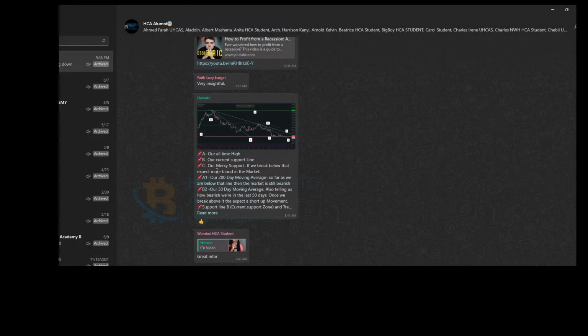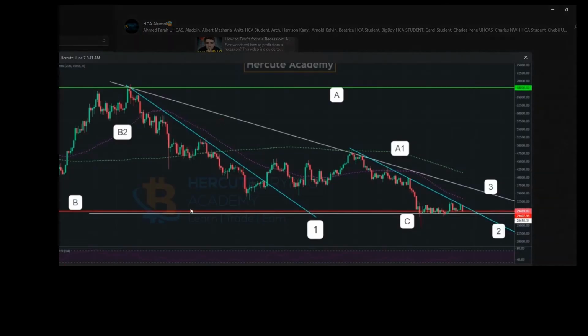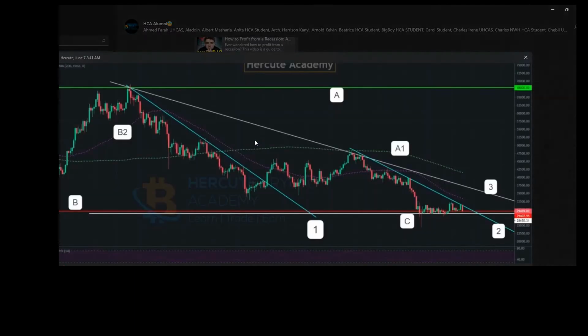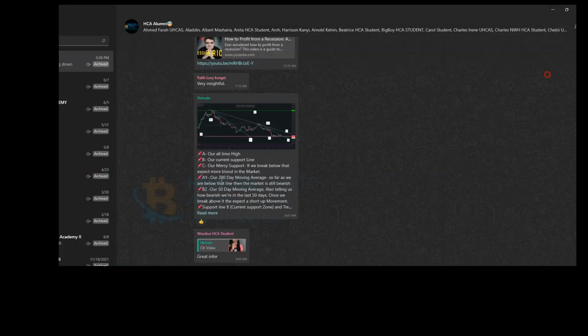And then C was our massive support. Now, the C line is the white line. This was our massive support, meaning if we break below that, I actually indicated, expect more blood in the market. Then I looked at some moving averages, and we had our line A1. You see this green dotted line. So far as the market is below this line, it means the market is bearish and the market is going down.